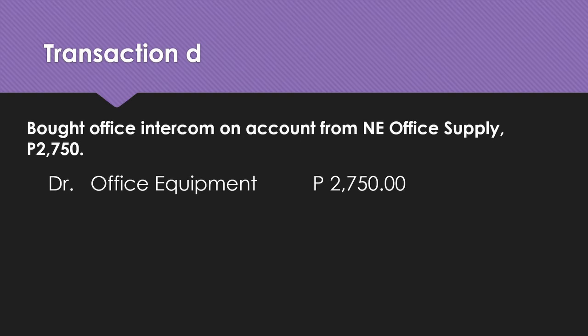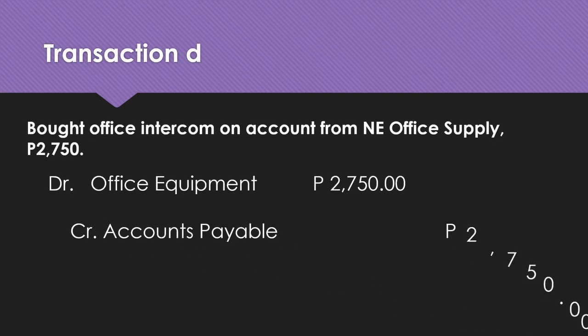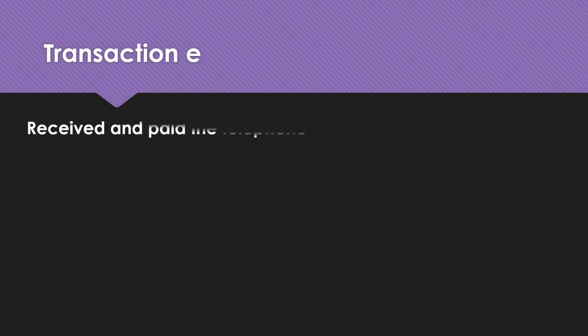Sabi again, on account. So, hindi mo pa siya binayaran. So, your liability or your accounts payable increased, okay, by 2,750. Automatic yan. Pag may binili ka, nakita mo on account, so credit accounts payable. Okay, let's go to transaction E.